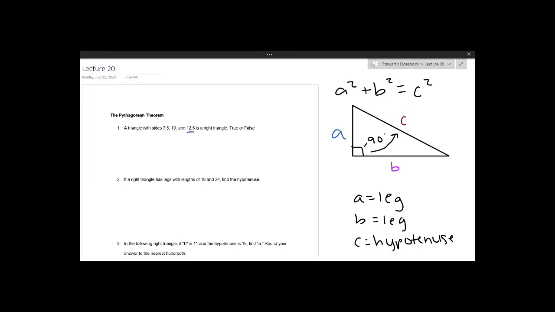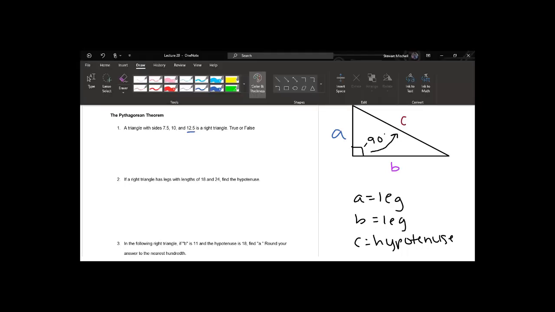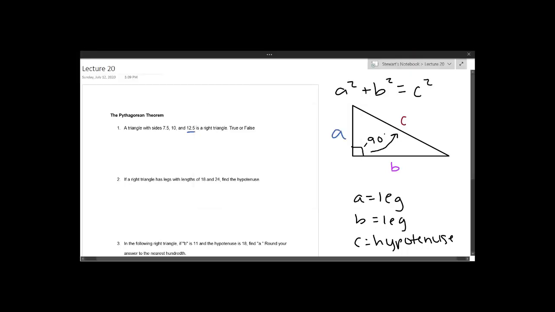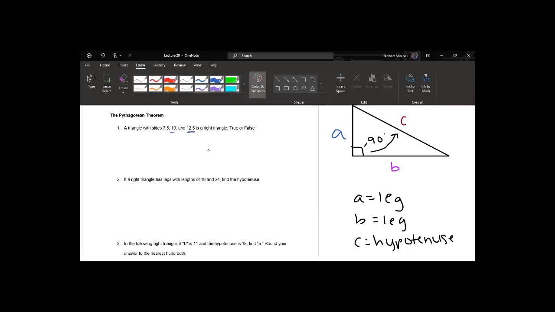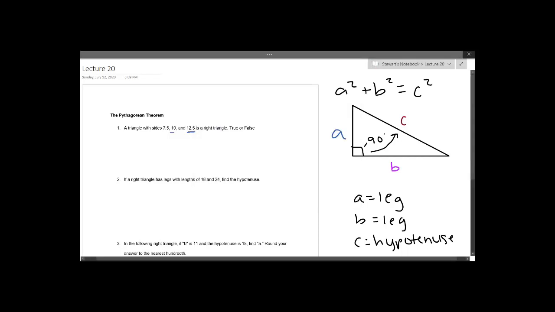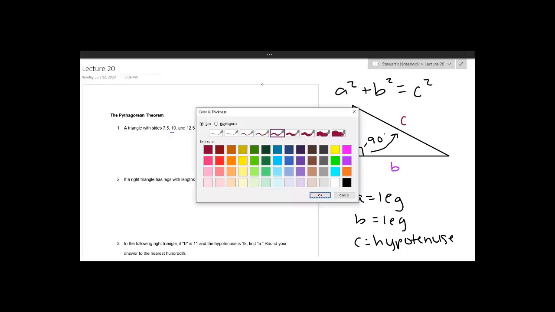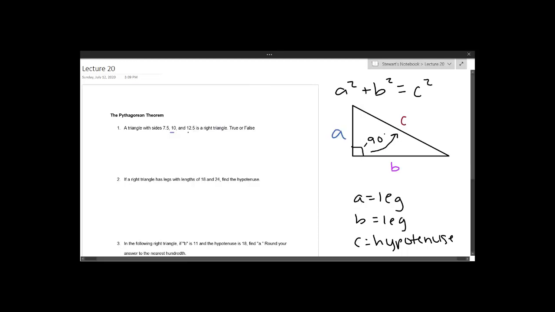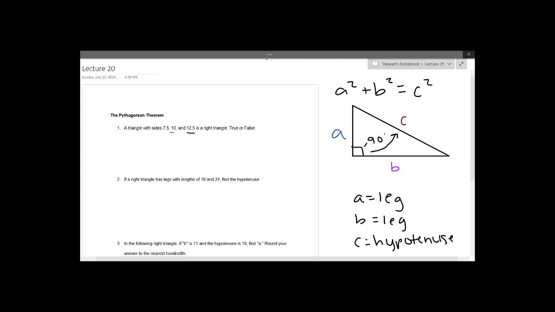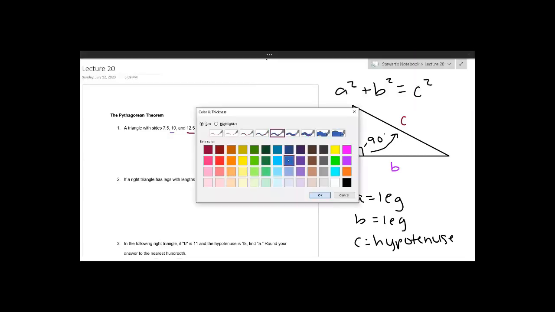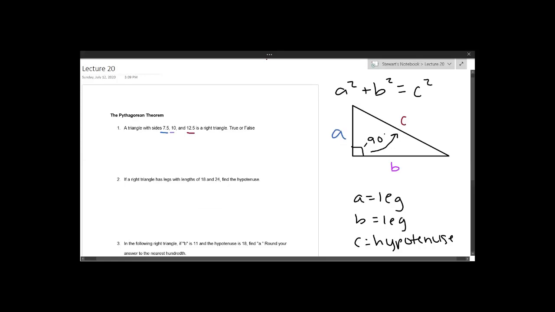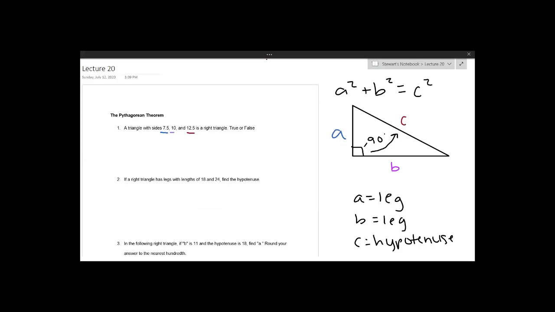So we have to make this value C, and then A and B can interchange between either one. I'll just say B is 10. I should switch these colors around just to stay consistent. Okay, so C will be 12.5, B will be 10, and A will be 7.5.